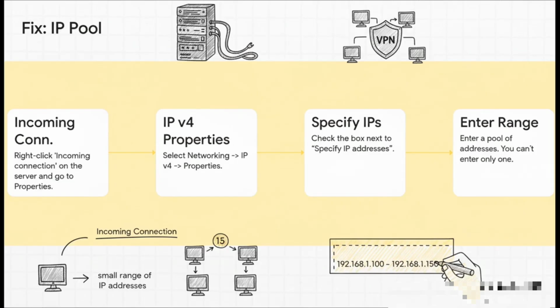The solution is usually to go back to your server, find that incoming connections adapter again, go into its IPv4 properties, and instead of letting it assign addresses automatically, you're going to tell it exactly what to do. Just specify a small range of IP addresses for it to hand out to clients. This little change solves that connection error probably 9 times out of 10.